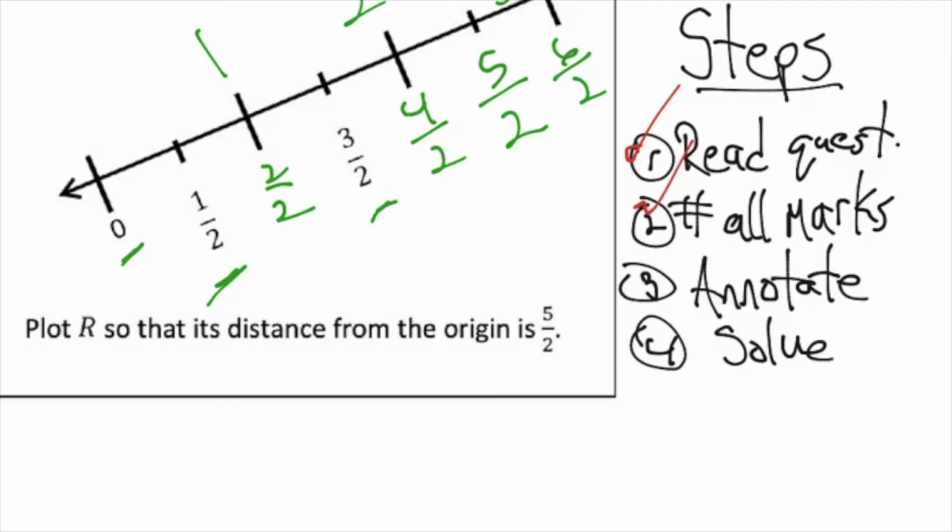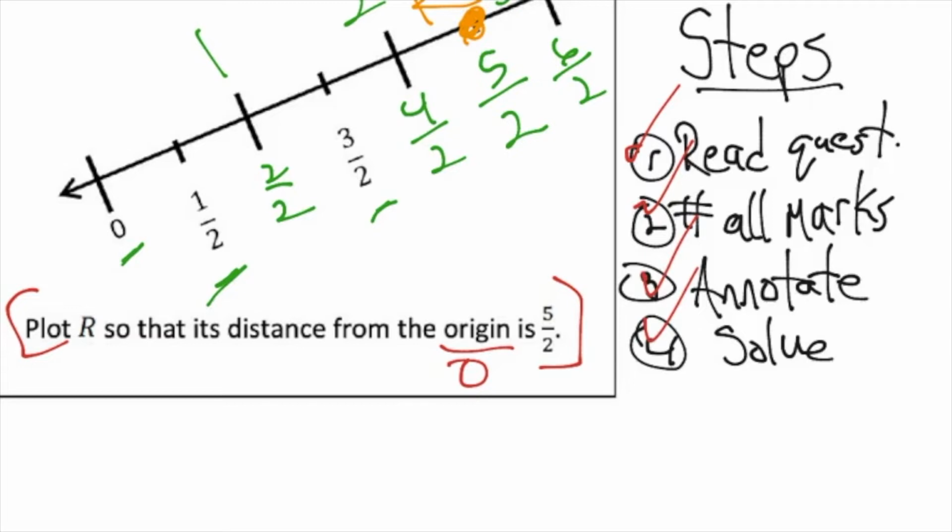Annotate. Plot R so that its distance from the origin, 0, is equal to 5 halves. There we go. We already have it annotated and also marked on our number line, which is why step 2 is a very, very critical step, numbering all of our marks, because now we see where 5 halves is. Last step is we plot R. Excellent job. And we are done with B. Take a deep breath, send yourself some shine.